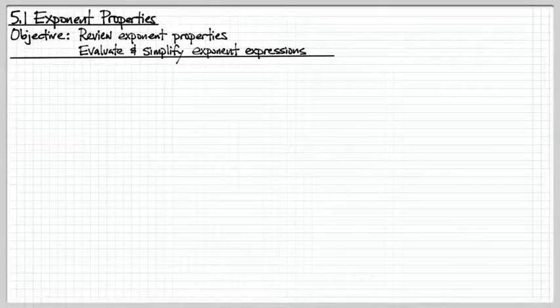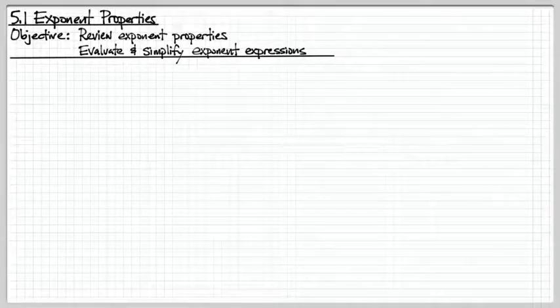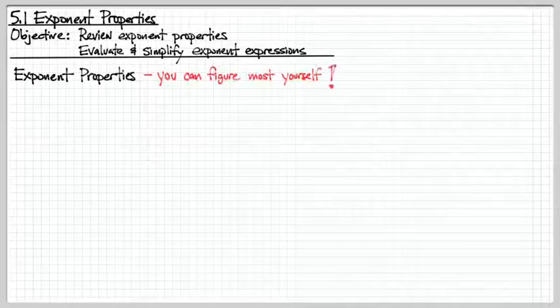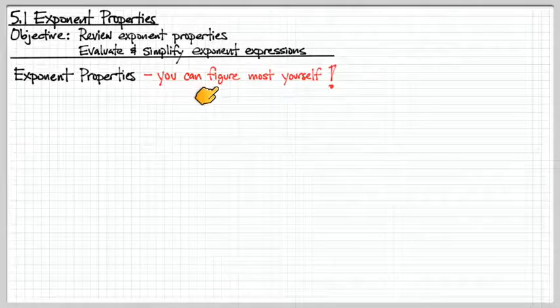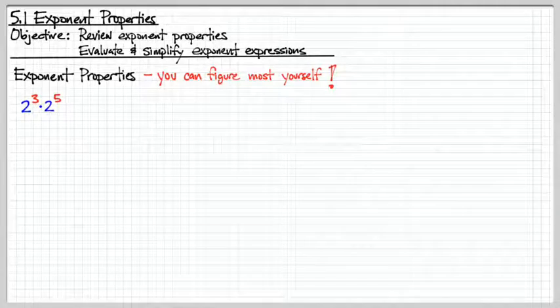Hello, mathematicians. As we start this new chapter on polynomials, we're going to first start off by reviewing exponent properties. This is stuff that we've learned in Algebra 1 in the past, but we're going to relearn it, we're going to review it, we're going to evaluate and simplify exponent expressions. Now, the key thing to all these properties that we're going to be reviewing is that all of it we can figure out ourselves. I'm going to show how we derive every single one of these properties so that you can actually reconstruct it if you ever forget.